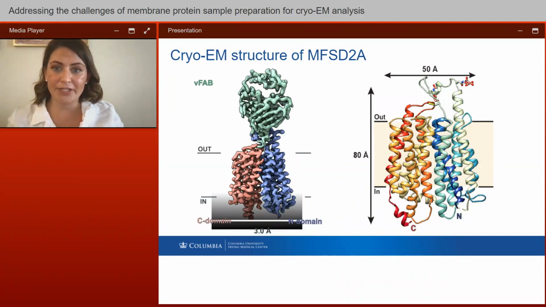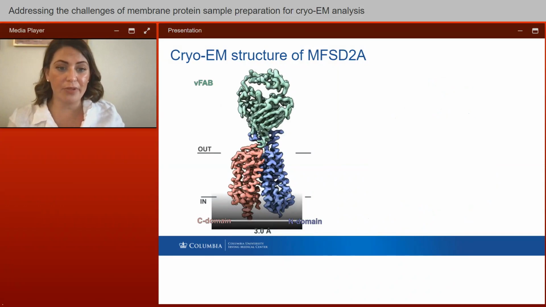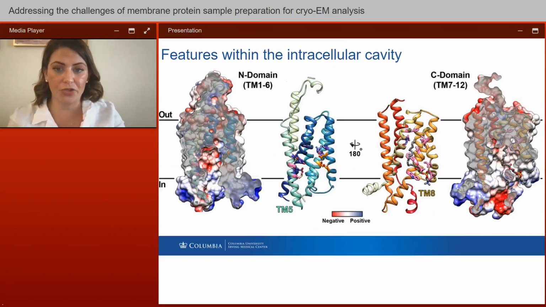You've actually got this large intracellular cavity inside, which harbors a number of interesting features that I'll show you very quickly. I want you to imagine that you're standing in the middle of that intracellular cavity and you're looking left and seeing everything contributed from the N-terminal domain, and then looking right and seeing everything contributed from the C-terminal domain. The first thing you notice is that it's very amphipathic. Residues from the N-terminal domain are relatively hydrophilic or charged, and those from the C-terminal domain are more hydrophobic.